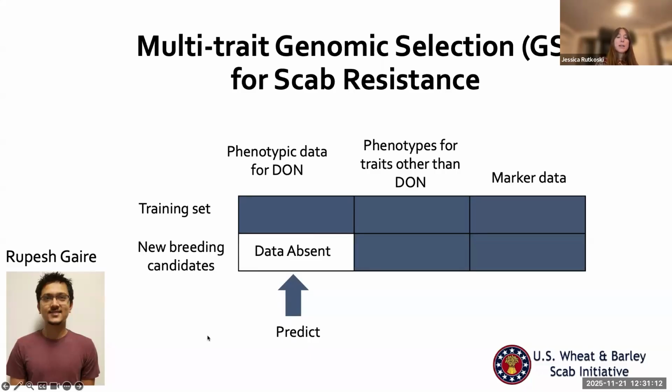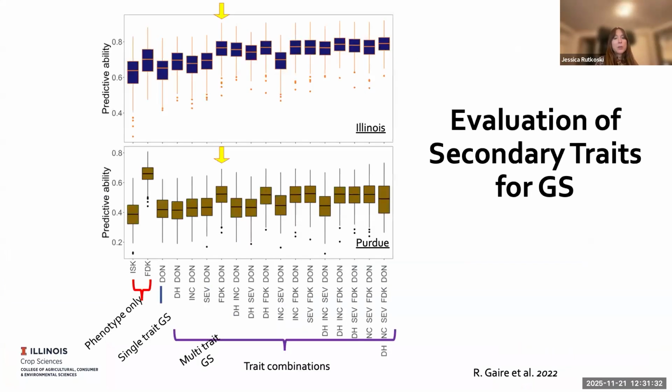Now we tested this approach, and we tried a bunch of different combinations of the phenotypes, the traits other than DON, to see, well, maybe we don't have to phenotype all the traits. Maybe there are just some traits that we can drop. Maybe we don't have to do every trait, and we can improve efficiency that way.